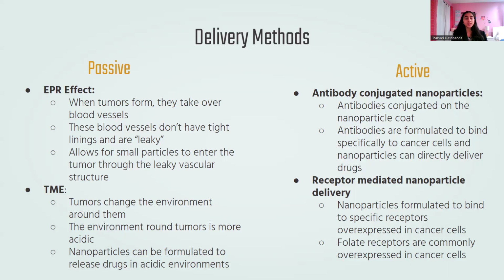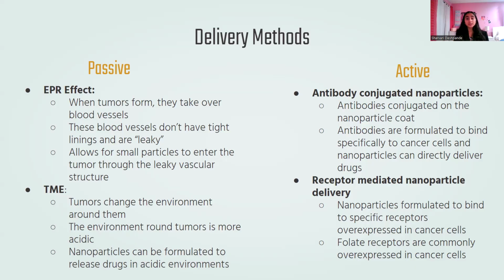And then receptor-mediated nanoparticle delivery is similar to it. It's just that instead of using antibodies to bind to these receptors, the nanoparticles themselves are formulated to bind to overexpressed receptors on tumor cells. One example of this can be seen through folate receptors. Folate receptors, either A or B, alpha or beta, are overexpressed in the majority of cancer cells, and so this is typically what nanoparticles are formulated to bind to. And these are just a couple of the different delivery methods that are currently being researched.